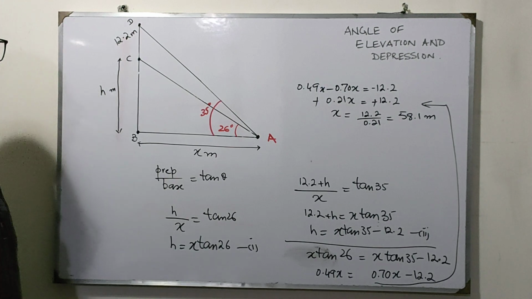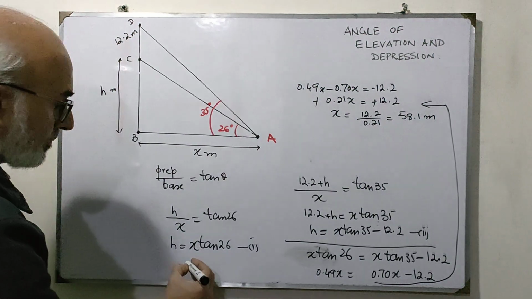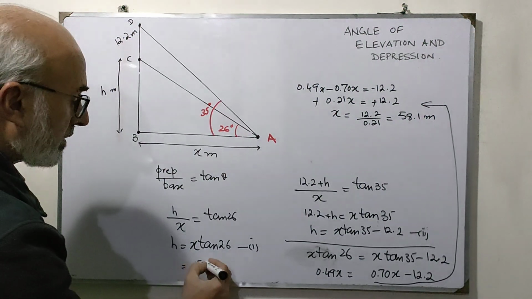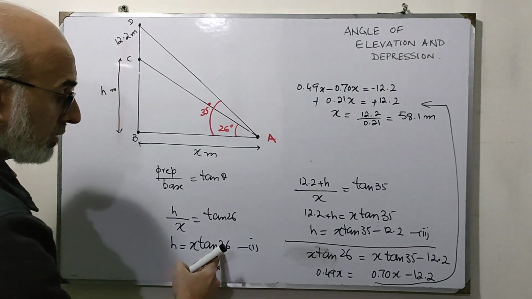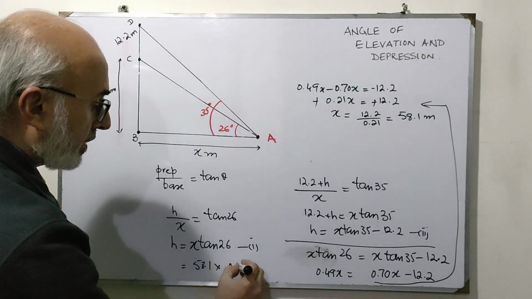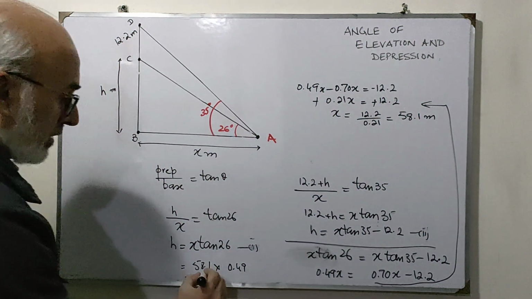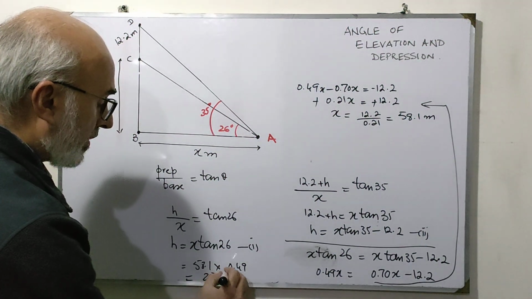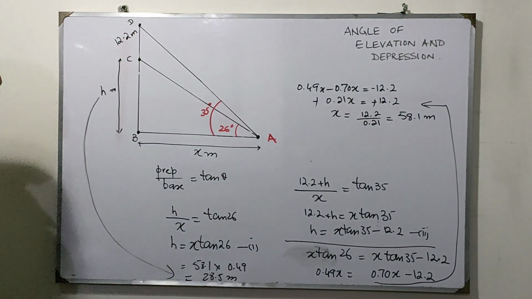So how to get the height of the building here? I'm going to apply the x value here. So it will be 58.1, which is x, into tangent 26, which is 0.49. So I have here 28.5 meters. So the height of the building is this.